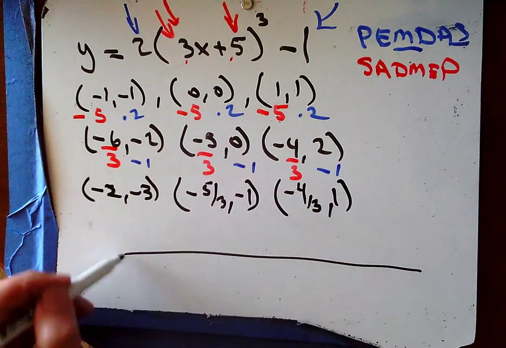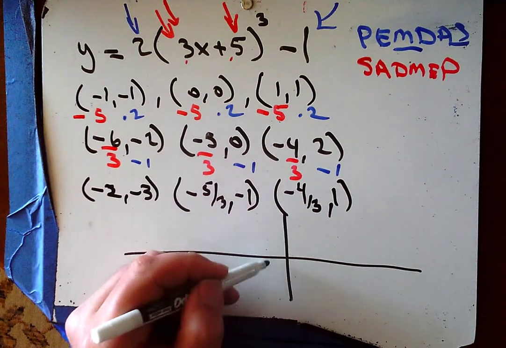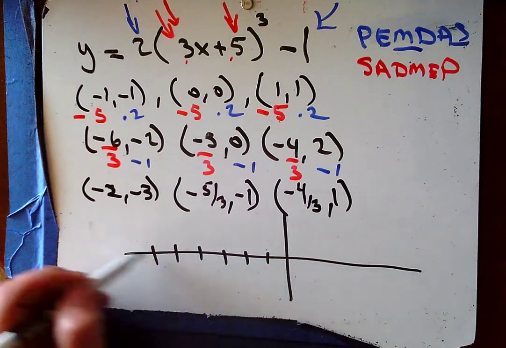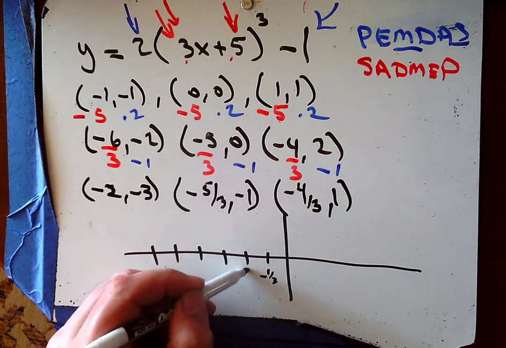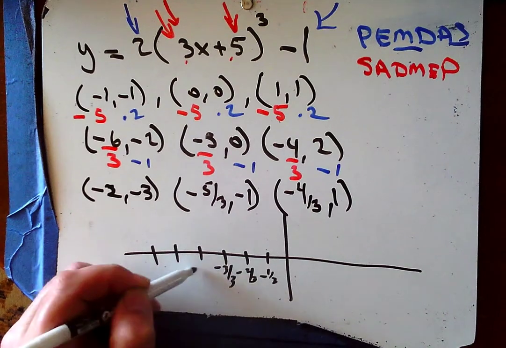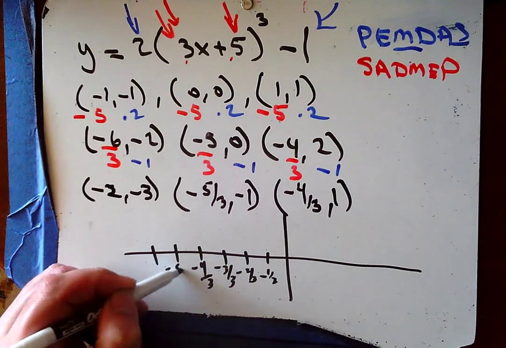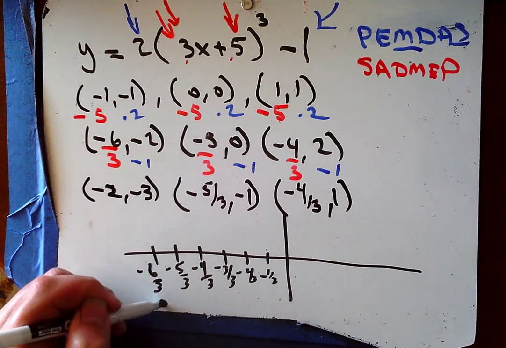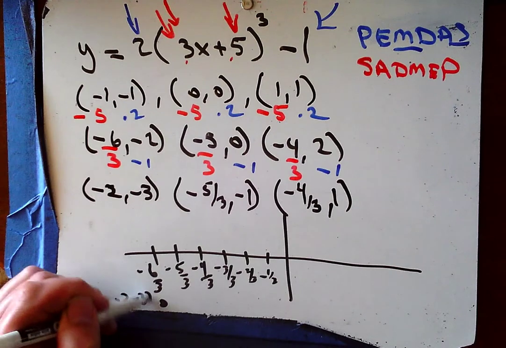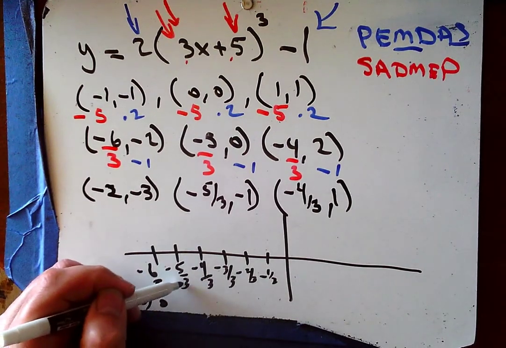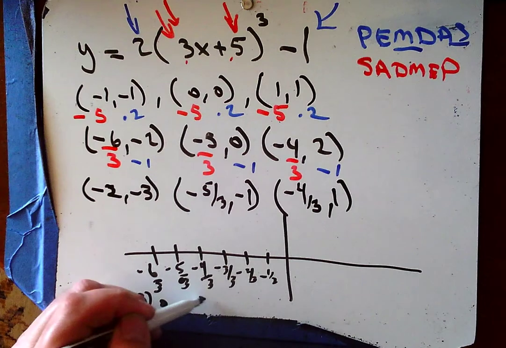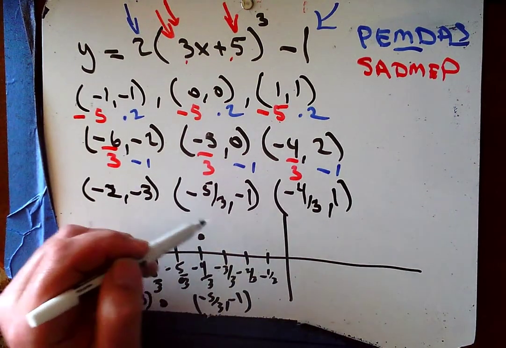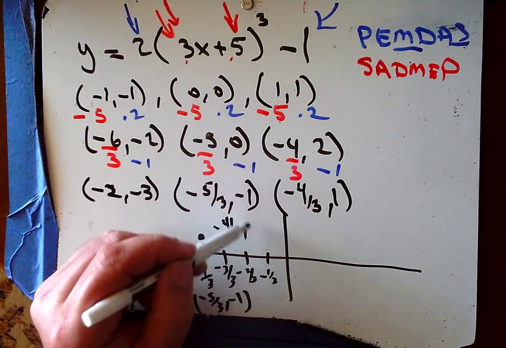Now, you could certainly make a scale where you said, okay, these are all thirds. Negative 1 third, negative 2 thirds, negative 3 thirds, negative 4 thirds, negative 5 thirds, negative 6 thirds, which is negative 2. So I've got that point, negative 2, negative 3. I've got this point here, negative 5 thirds, negative 1. And at negative 4 thirds, we have this point here at 1.